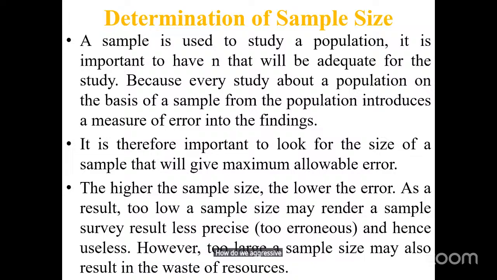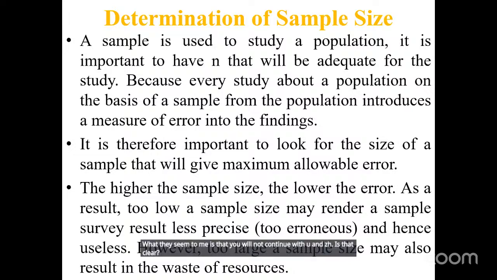My answer to her question is the issue of ethical clearance. If you want to use UNTH and you get to UNTH for ethical clearance and it is turned down, what this simply means is that you will not continue with UNTH. Is that clear? It then means that you are going to change your study population.